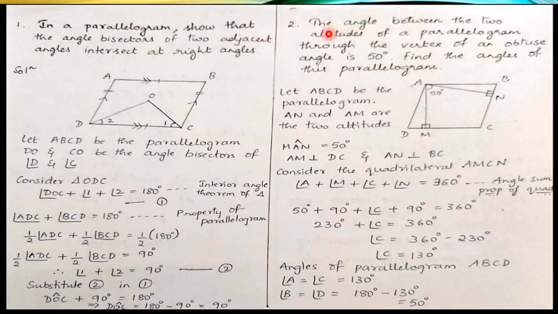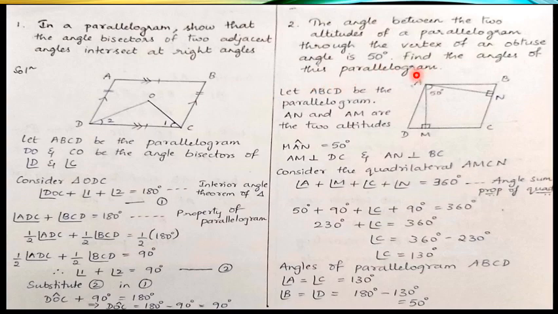Next one, the angle between the two altitudes. Altitudes means you should be knowing that it is height. The angle between the two altitudes of a parallelogram through the vertex of an obtuse angle is 50 degree. Find the angles of this parallelogram.